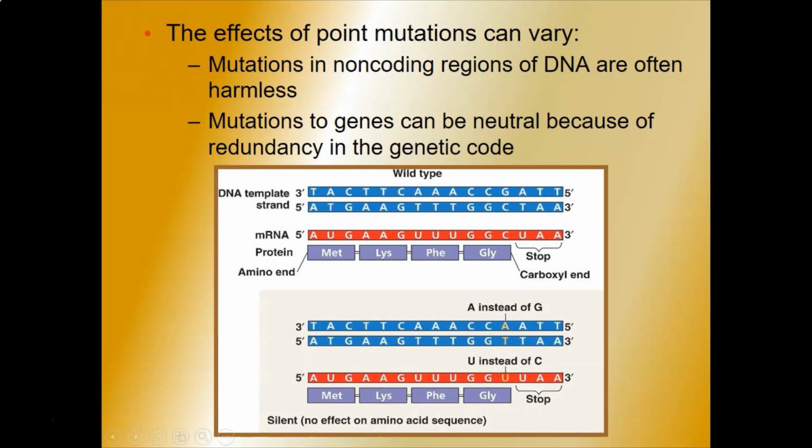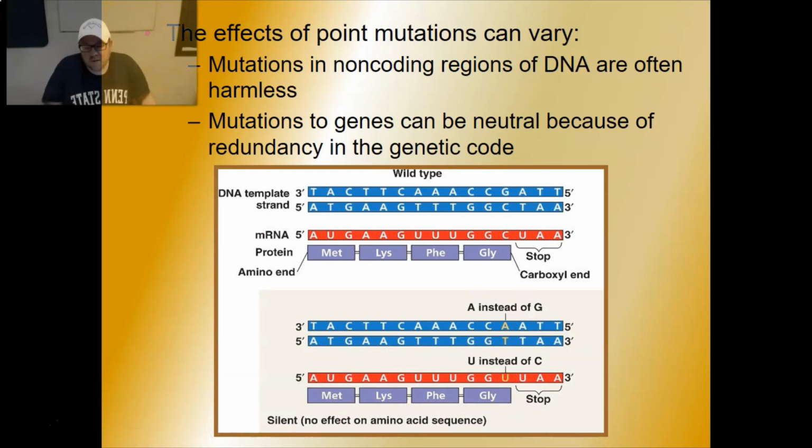Now, they can be neutral, like we said, because remember the redundancy of the code, where you have 64 possible codons but you only have 20 amino acids being coded for, and that's because of that wobble pair, if you remember that, the third base. So with the tRNA and the mRNA. Anyway, all right, let's continue.